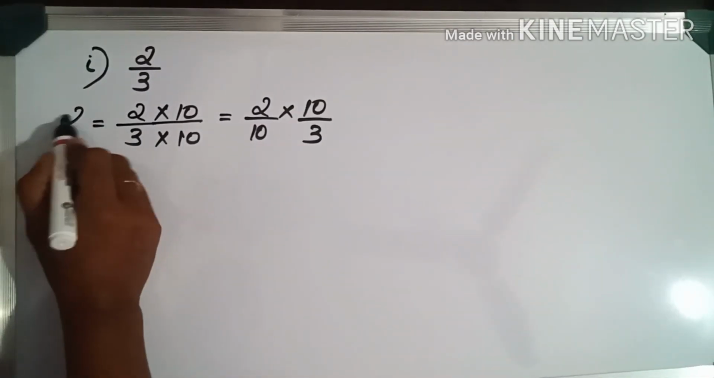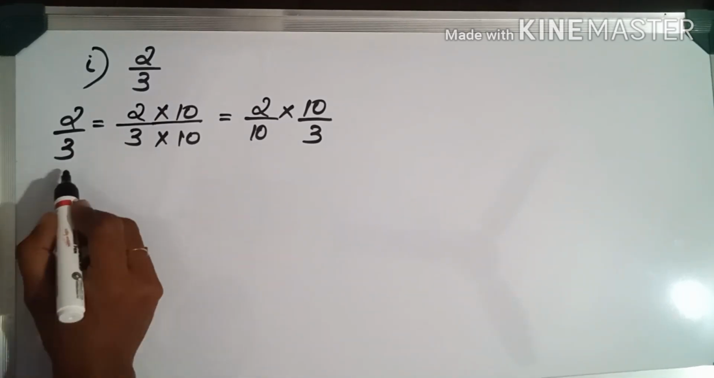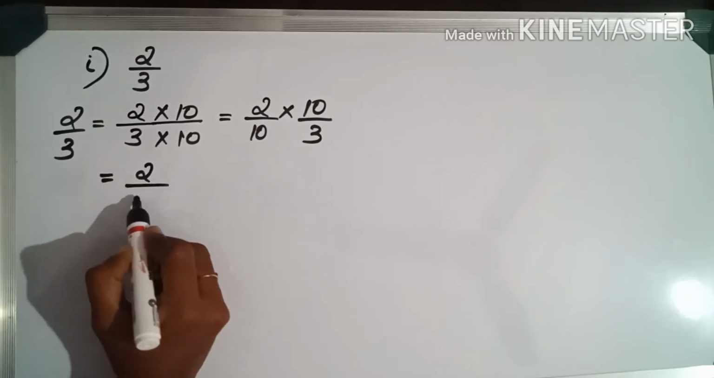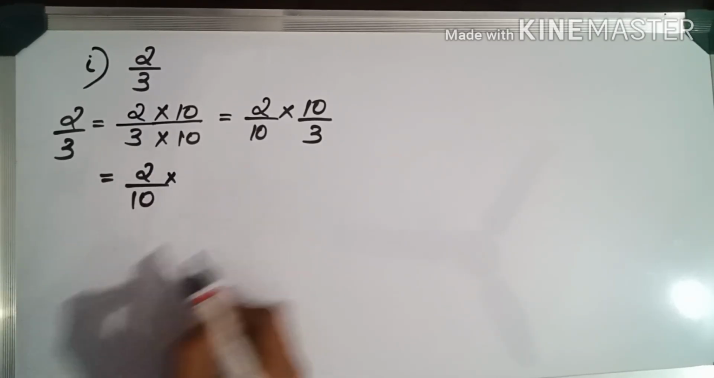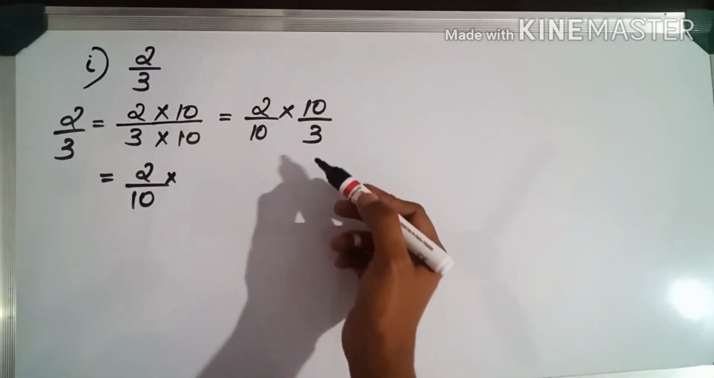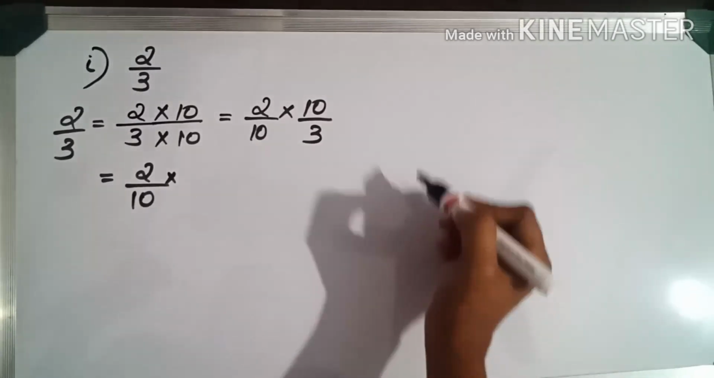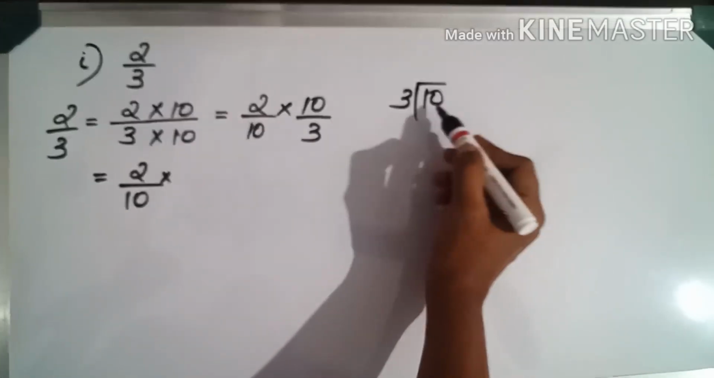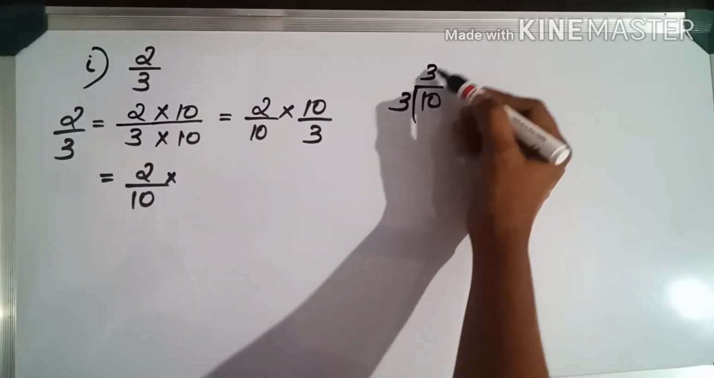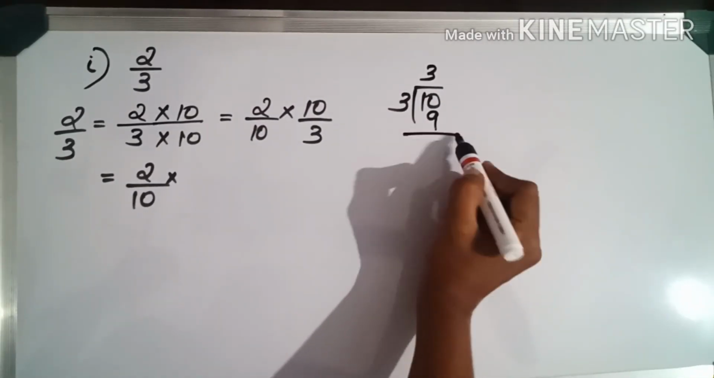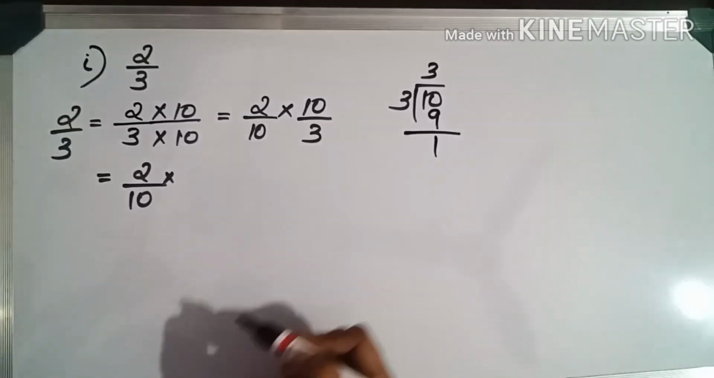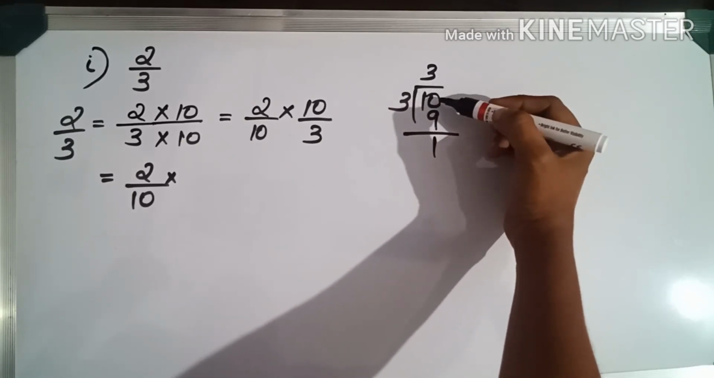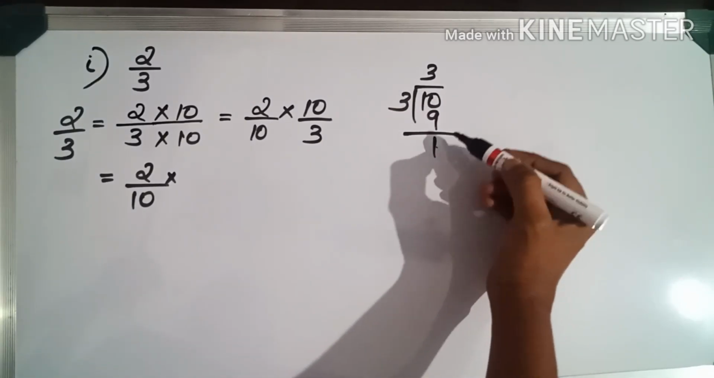All these are starting from 2 by 3. So this is equal to 2 by 10, just write like that. Now here it is into 10 by 3. 10 by 3 means we need to divide. How many 3's in 10? 3 3's are 9, and 10 minus 9, the answer is 1. So the answer will be 3. Total 3 3's are in 10. 1 is a remainder.